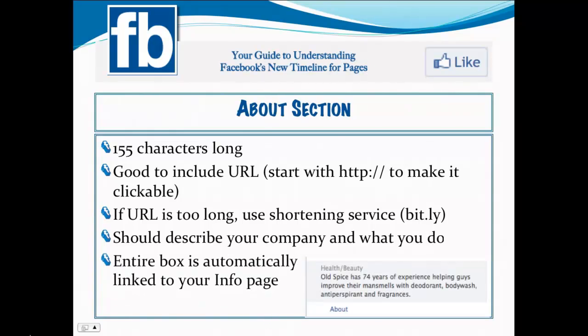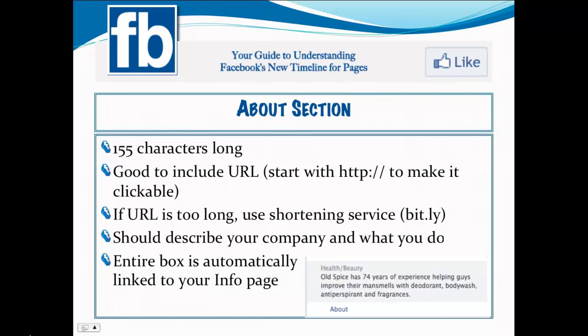Here's a little example of what the box looks like. This is Old Spice, and they are in the health and beauty category, and you would choose that when you create your page. It says Old Spice has 74 years of experience helping guys improve their man smells with deodorant, body wash, antiperspirant, and fragrances. So this is basically saying, we know man smells, and we know how to get rid of man smells. For 74 years we've been doing this.